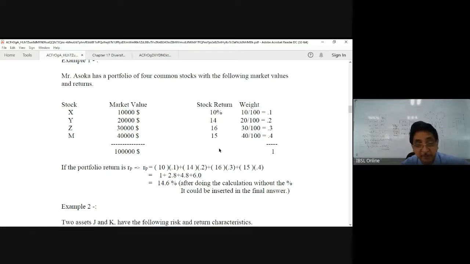Right. Returns are given, so the portfolio return is easy: 10% into 0.1, 14 into 0.2, 16 into 0.3, and 15 into 0.4. That comes to 14.6.